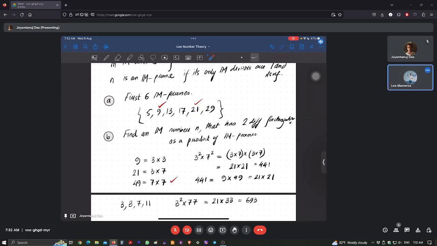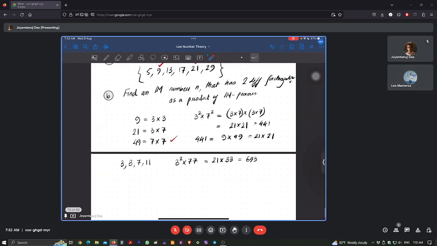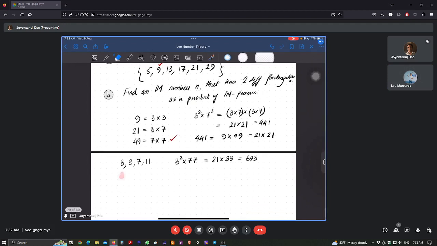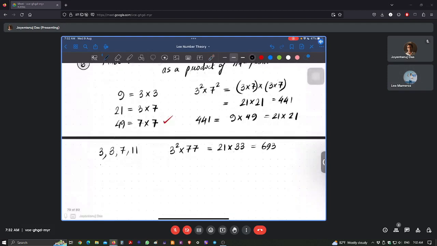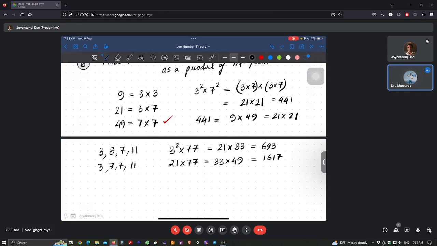Okay. So similarly, if you take 3, 7, and 11, if you take these prime numbers, then also you can construct. So if you take 3 into 7, that is 21 and 77, right? On the other hand, if you combine 3 and 11, you get 33 and 49. So this is 1617. So this is another number that you can write as two different prime factorizations.